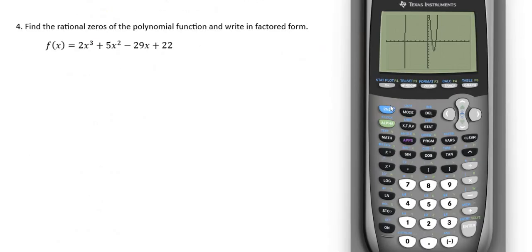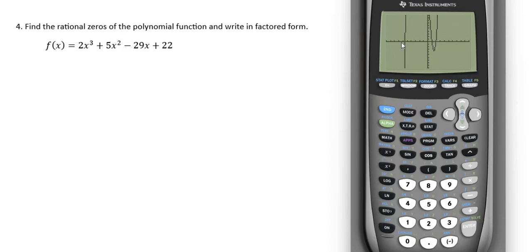Problem 4. Find the rational zeros of the polynomial function and write in factored form. This problem is different because I'm not given a starting point. I don't know a factor and I don't know a 0. So what I'm going to do is to put my equation into my calculator and graph it. And it looks like I have a 0 at 1 and 2.